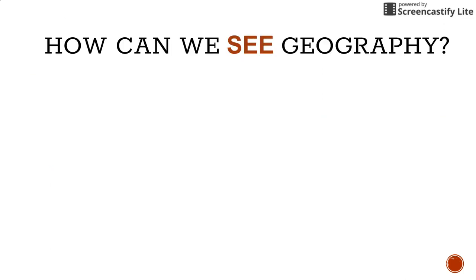All right, so we are going to start here with this first video, just an overview of maps. What are maps? What are they used for? What are the different types of maps that we can use? So you guys, how can we see geography?